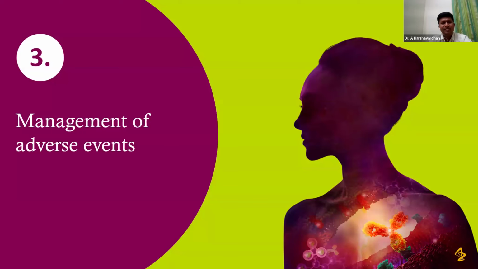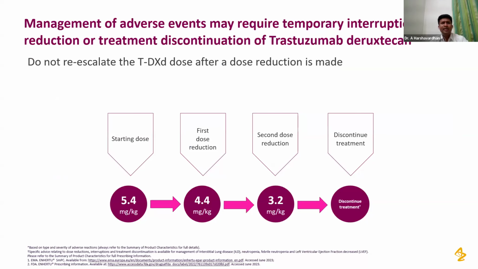And today's main topic of discussion is management of these adverse events. Management of adverse events may require temporary interruption, dose reduction, or treatment discontinuation of trastuzumab deruxtecan, but do not re-escalate the T-Dxd dose after dose reduction. So once dose reduction is done, we should not re-escalate. The starting dose will be 5.4 mg per kilogram, and the first dose reduction will be 4.4 mg per kilogram. Then the second dose reduction is 3.2 mg per kilogram. But we should not reduce the dose after that. If there is a requirement for further dose reduction, we should discontinue the treatment.